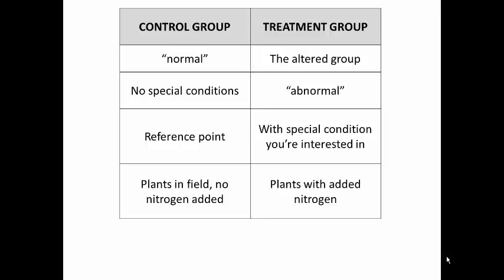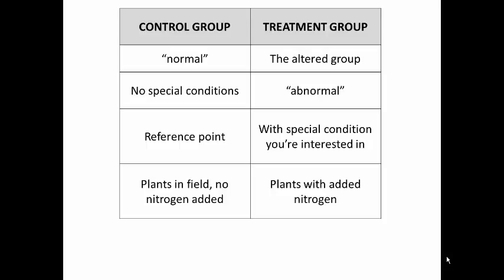And you're going to have a treatment group. Now what you're going to manipulate is one variable only, in this case nitrogen. So in your control and your treatment group, they're exactly the same, except in your treatment group, you've changed the amount of nitrogen that's being added to it. That's really important, that you just change one variable.